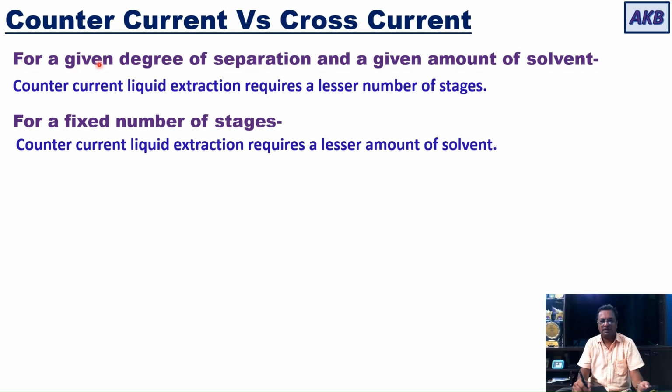So for a given degree of separation and a given amount of solvent, the number of stages is lesser in counter current operation. Then for a fixed number of stages, the amount of solvent is lesser in counter current liquid extraction. In this way, you can remember the comparison between cross current and counter current liquid extraction operations.